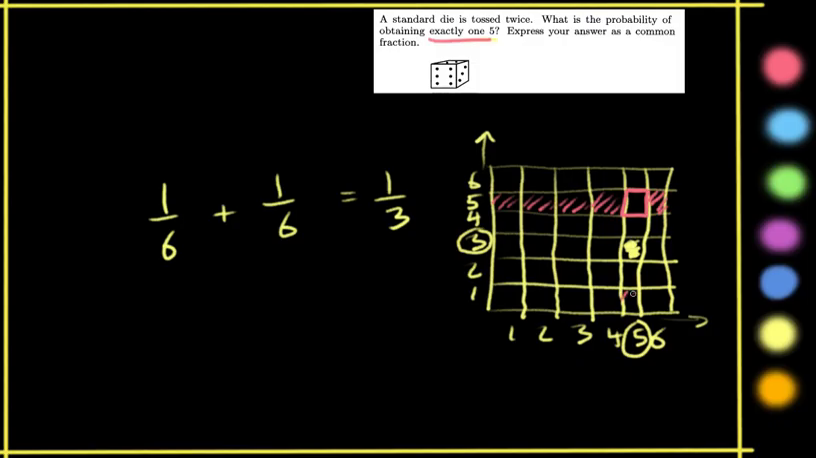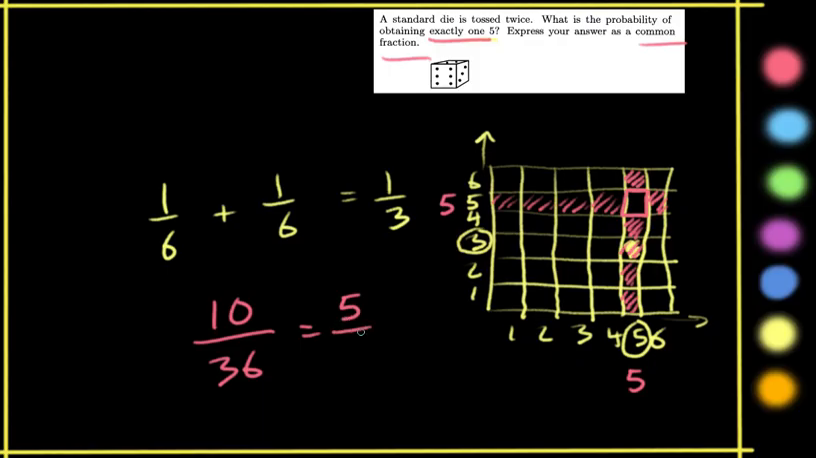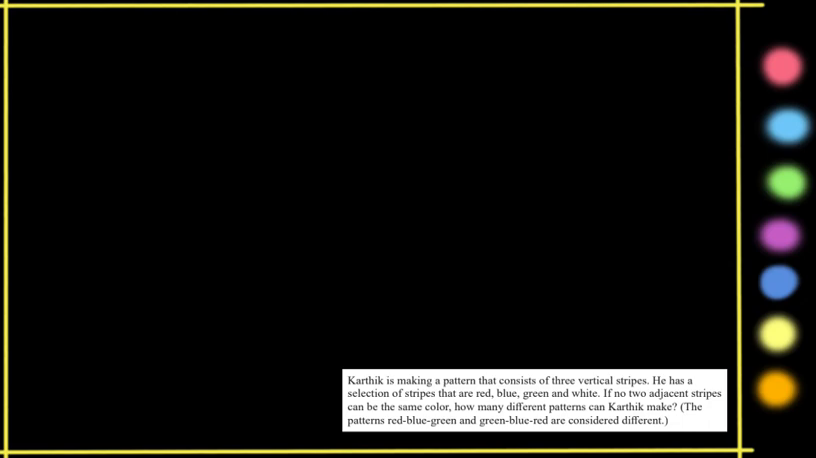And then there's also these possibilities along this column where the first one is a 5, right? So these all also need to be counted. And there's another 5 there. So we have 5 where the first roll is a 5, but the second roll is not. And then we have another 5 where the second roll is a 5, but the first one is not. So altogether we have 10 out of the 36 outcomes where you have exactly one 5. And if you put that as a common fraction, which is what they want, that becomes 5/18. So yeah, that was great. Let's take a look at the next one.